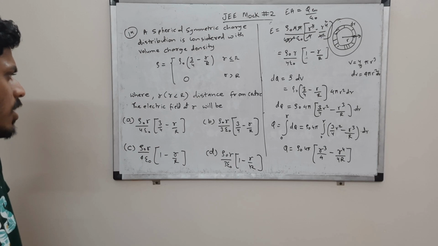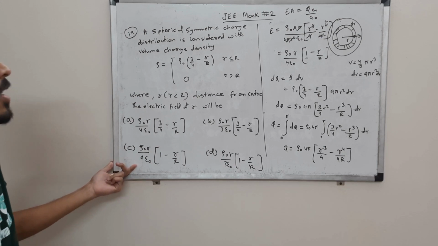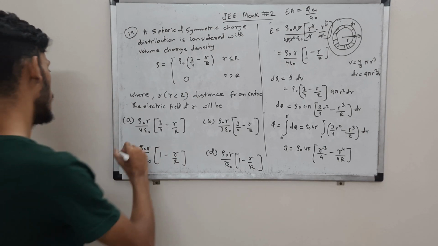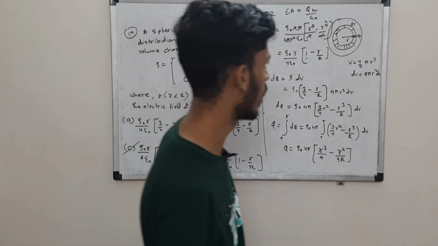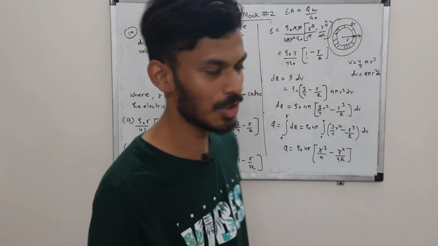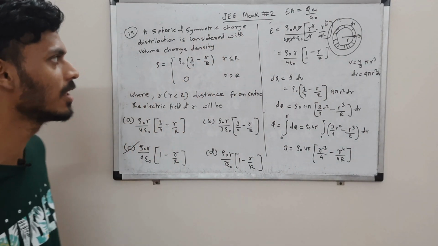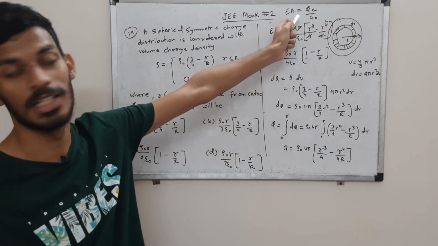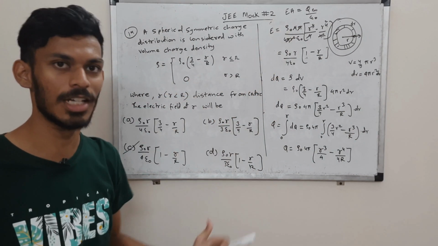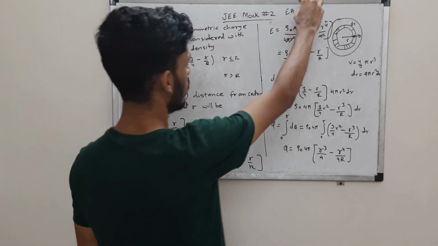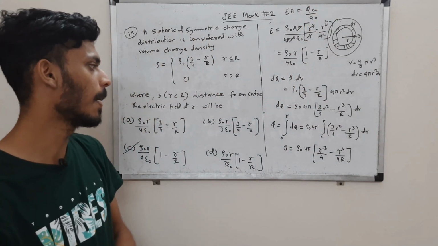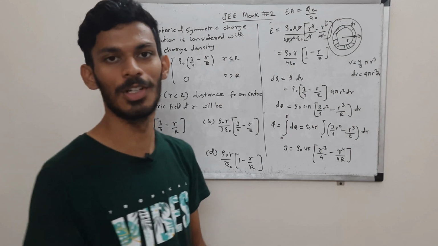So I think that matches with option C, is it? Rho naught r upon 4 epsilon naught times (1 minus small r by capital R). Yes, so option C is the correct choice over here. So that's from this question. I hope the approach was simple. We just use integration. The process is the same, the logic is the same for charge distribution, only that the Q enclosed was to be found using integration. So that's from this question. Over to the next question.